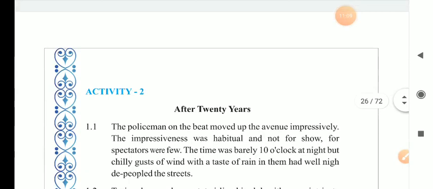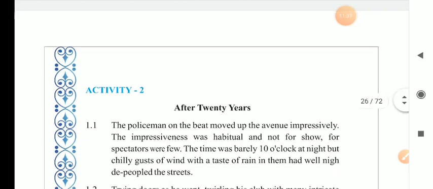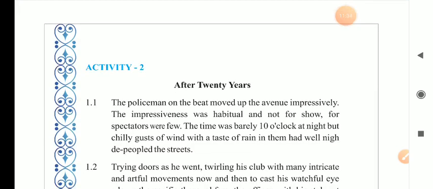What's here after 20 years? We'll move ahead. In the first paragraph only, you will get the setting of this story. What is the background? What the time is, which is the place, and how the characters are there in front of us. That you will come to know over here. And that's the starting point of the lesson After 20 Years. We'll move ahead from the first one.